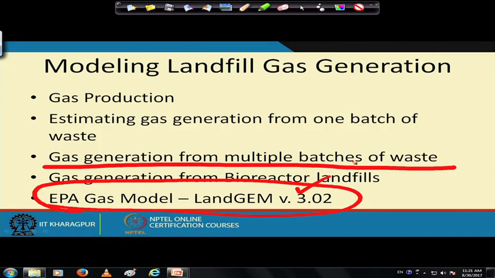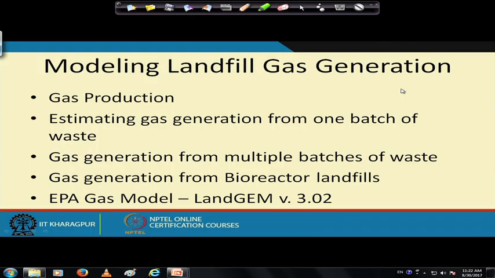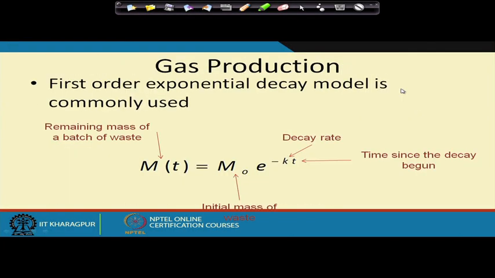But coming back to LandGEM, the LandGEM model is available for free. You can download it and play with it. You can even try to model some of the gas production in the Indian scenario. Of course, we have to use the data from that Indian landfill, but we can do that. And if you find some problem with LandGEM, we publish a paper. The EPA will look at it, and then they will modify it so that they get the benefit of the work that we do. And of course, they are making it freely available, so it's easy for us as well.